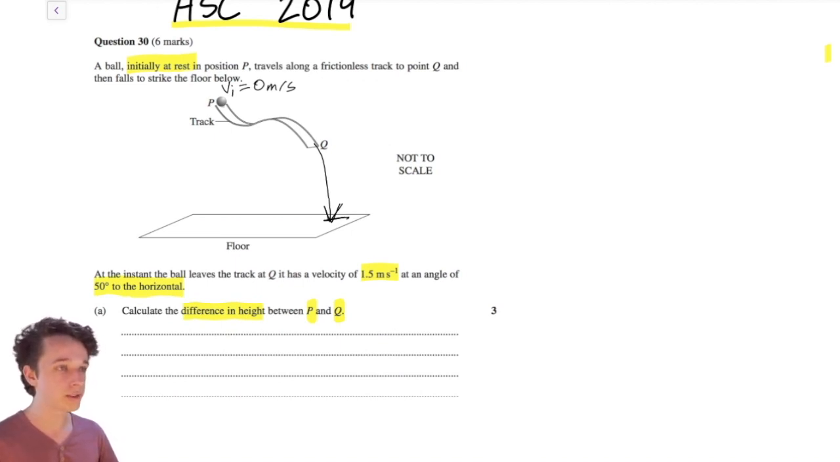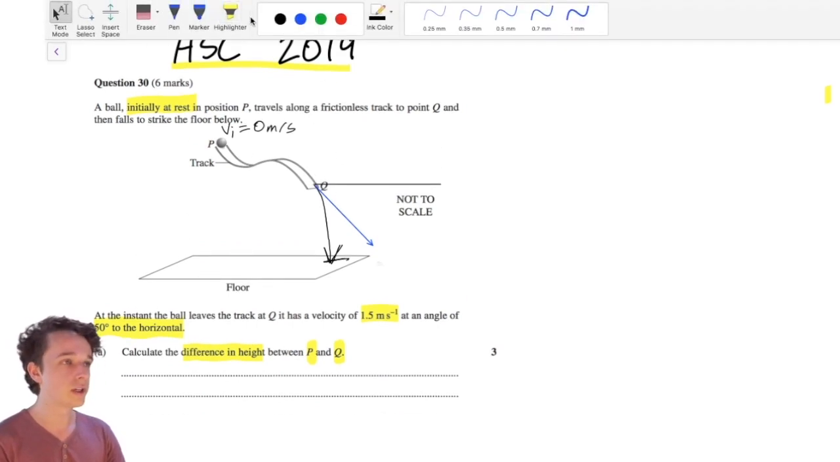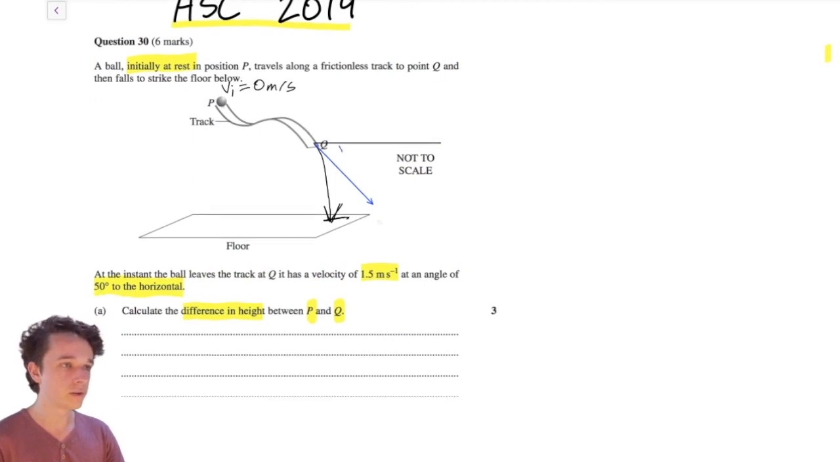So what that means is that we have our horizontal here and our ball is launched 50 degrees to the horizontal here. Now obviously it's not going to be going up 50 degrees above the horizontal, because that just doesn't make physical sense with the track that it's on, right? So it's going to go 50 degrees below the horizontal here.